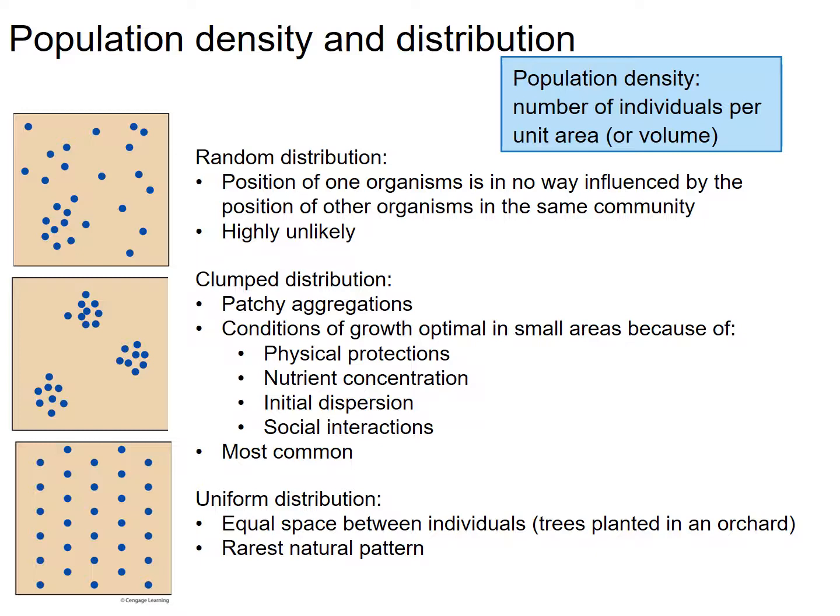The lowest of the images on the slide shows uniform distribution. This is equal space between individuals. You would have this scenario in an orchard where trees have been planted. And it's the rarest of all natural patterns.